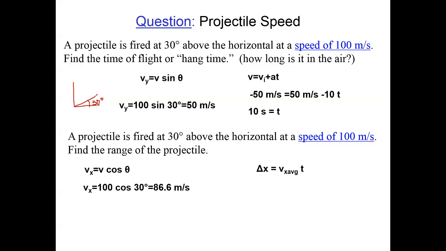We know the time is 10 seconds, so we multiply the average velocity, which is the 86.6 in the x direction, times the 10 seconds, and that tells us we're going to get a range of 866 meters. So yes, that's all we're doing here. We're just combining two problems that we've done before and putting them together.